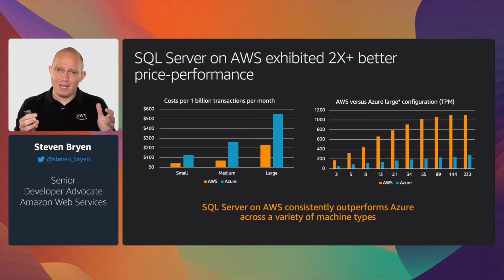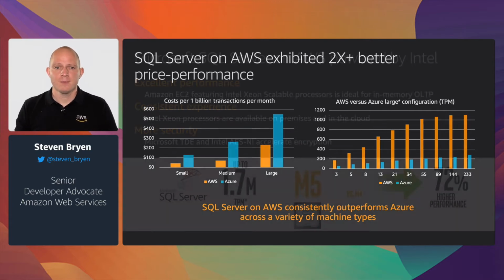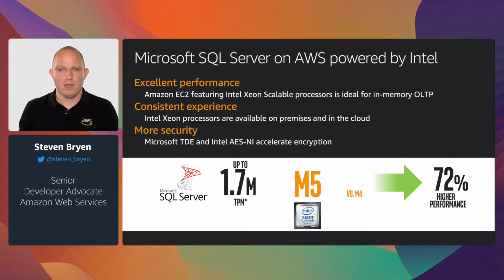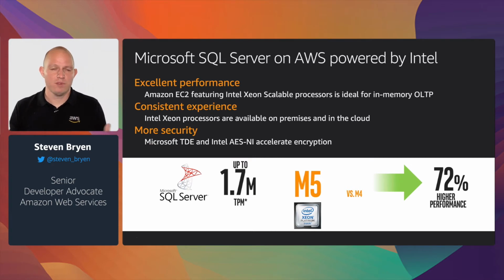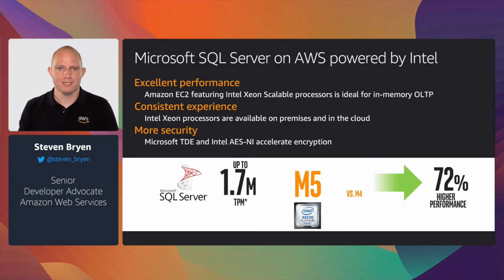So AWS consistently outperforms other providers across a variety of different machine types and sizes in running SQL Server in the cloud. So in some cases, 2 times plus better performance. And actually, the benefit there comes from the power of the infrastructure available for running workloads in AWS. And obviously, our partnership with Intel is very important here in running these workloads.